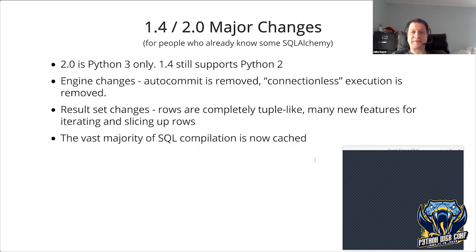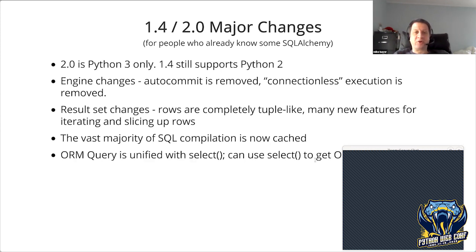The vast majority of SQL compilation is going to be cached, meaning that when we generate the strings, all the Python overhead of that is usually going to be cached for most of the regular bread and butter SQL statements. The ORM query is now, this is actually in master, this has been committed, unified with select. You can actually use a select object instead of query to get ORM rows. And as far as if ORM query goes away entirely, that's still a little bit up for grabs.